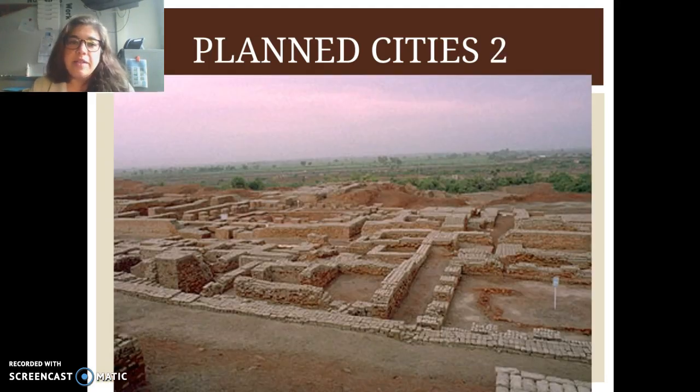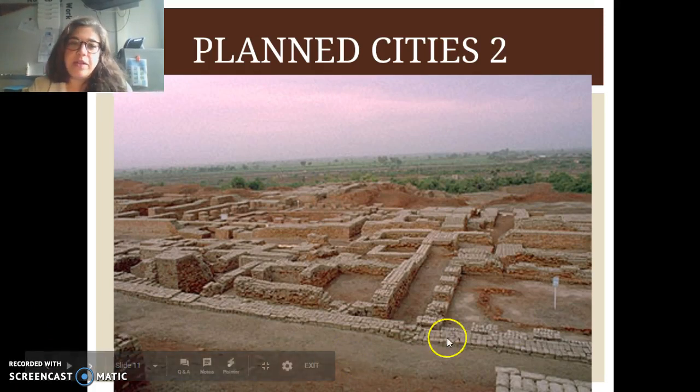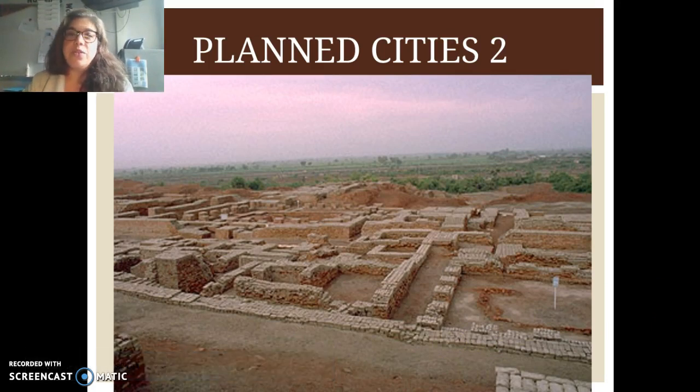Here is another view of our planned cities. Again, we can see the straight lines of the street down here in the front. We can see the buildings with their right angles and their careful planning. So what this means is that the governments decided before they constructed these cities how everything was going to be laid out, and they had a logical system for where to put things and how to add to those things.